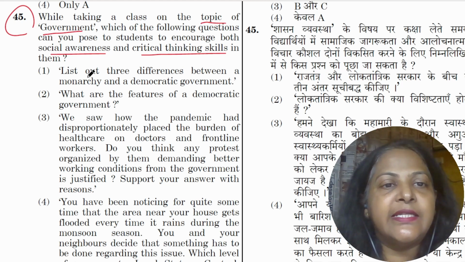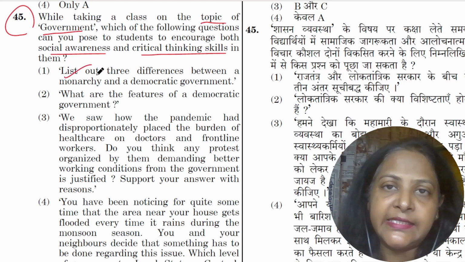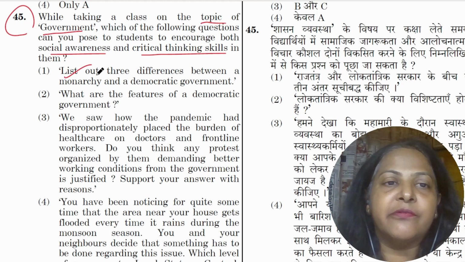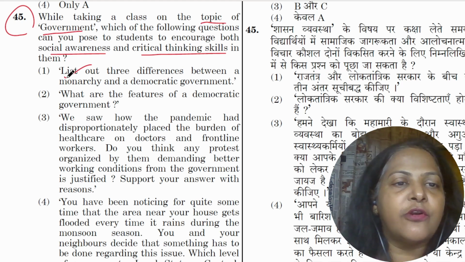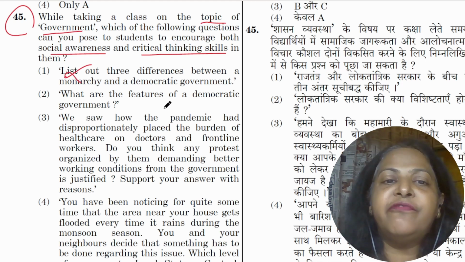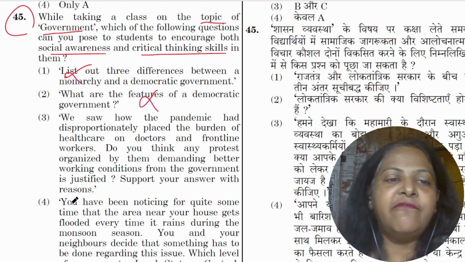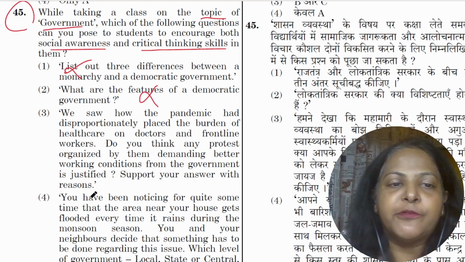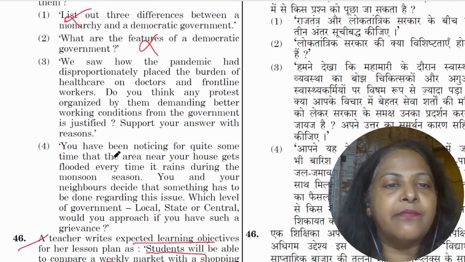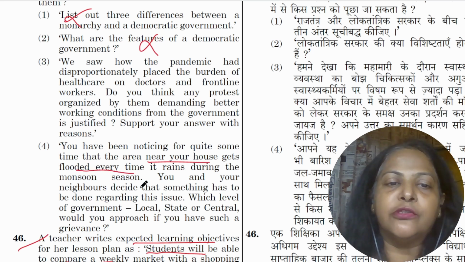So the first one is list out three. So the moment we see list, we know that this is a factual remembering question. So this will not be correct. What are the features? Again, you're just asking the features. This will not be correct. We have two long ones. Let me first read option 4. You have been noticing for some time that the area near your house gets flooded every time it rains during the monsoon season.